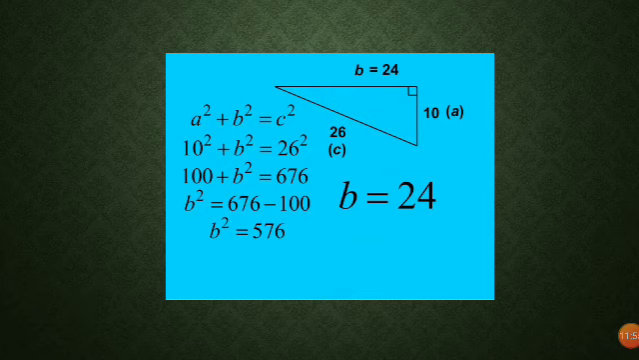A square plus B square equal to C square. 10 square plus B square equal to 26 square. We find the value of B. So 10 into 10, 100, plus B square equal to 676. The 100 goes to the right hand side as minus 100. 676 minus 100 is 576. B square is equal to 576. We get the value B is equal to 24.